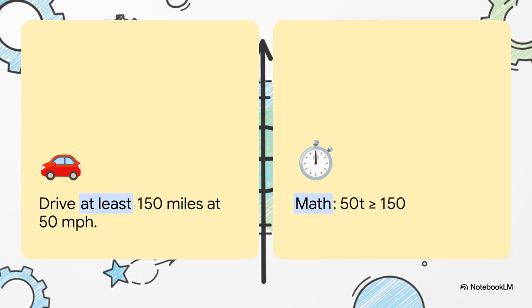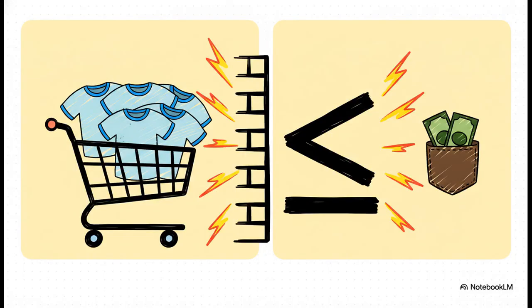If your goal is to drive at least 150 miles today, traveling at 50 miles per hour, we just use the famous distance formula. Distance equals rate times time. The rate is 50, the time is t. Since you want to go at least 150 miles, the math translates perfectly to 50t is greater than or equal to 150. Let's do one more.